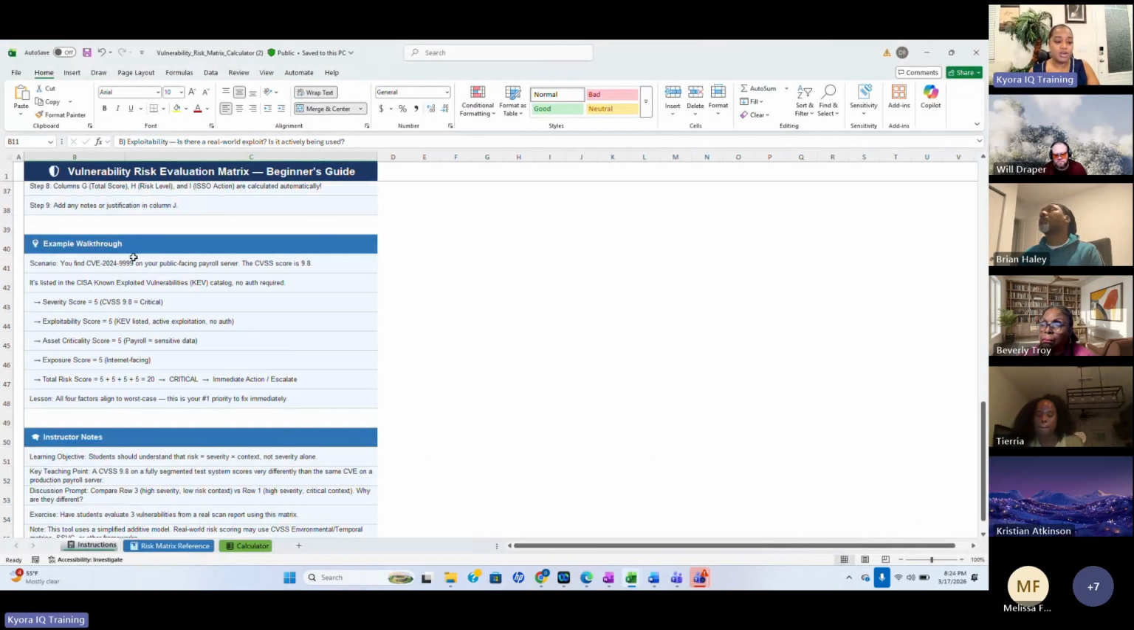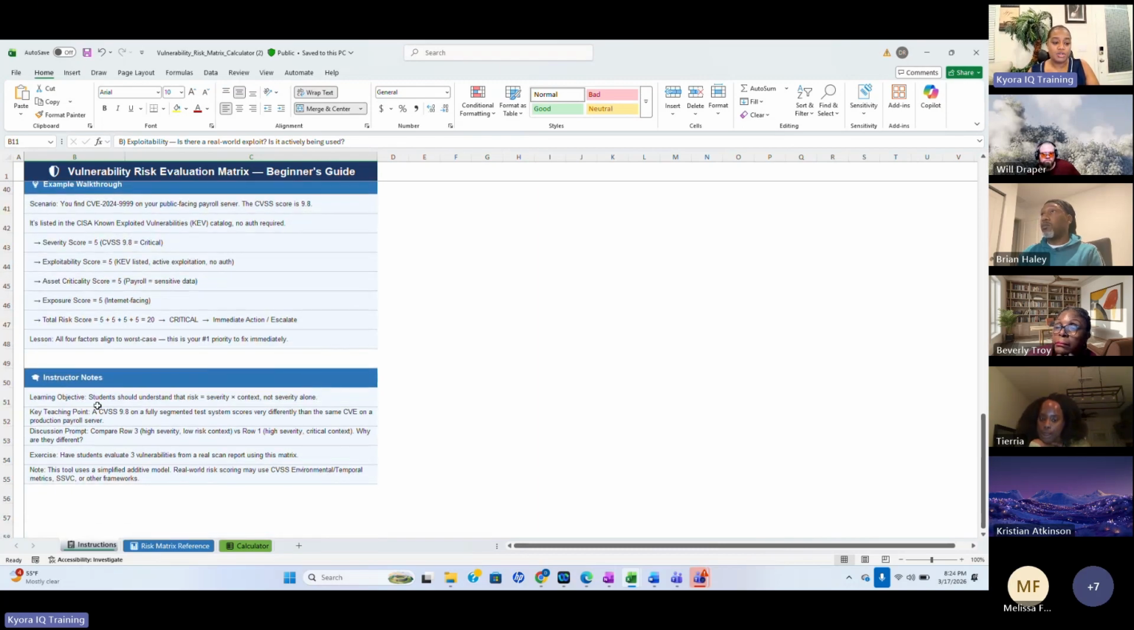It'll give you a sample scenario. Using those prompts, you'll get a scenario like: you find a CVE on your public-facing payroll server. The CVSS score is 9.8. It's listed in the CISA Known Exploited Vulnerabilities (KEV) catalog, and no authorization is required. It's public facing, the criticality score is high, and then the total risk score. At the end of the day, you want to evaluate for risk, and it's going to tell you that it's critical, immediate action is needed, and you're going to escalate it.